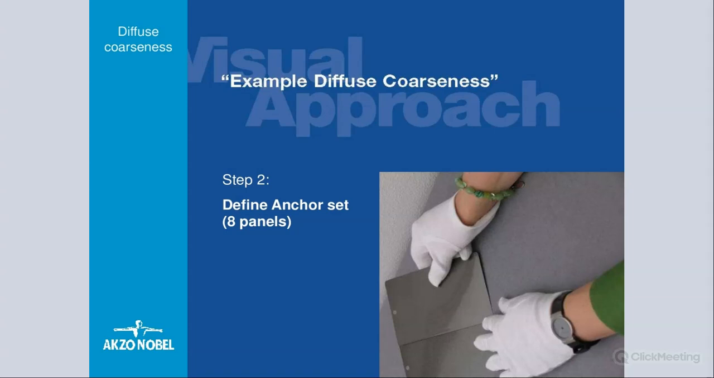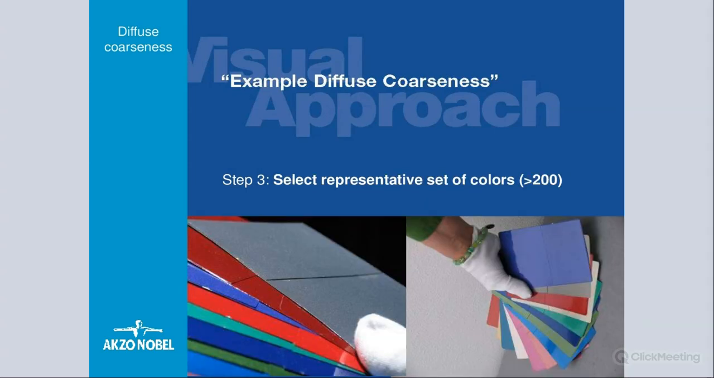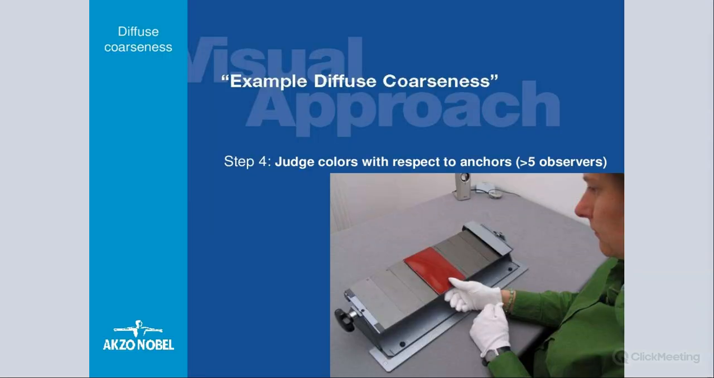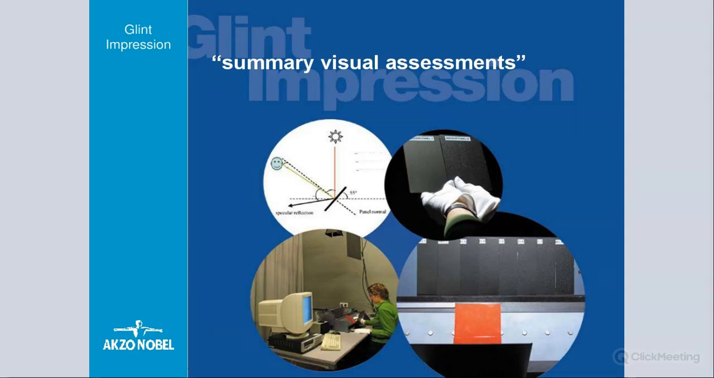So this is the anchor panel set that I was talking about that's on that rotating holder. And there are 8 anchor panels. We use a lot of different colors because depending on the color, sometimes you can see more or less coarseness or more or less sparkle, depending on the color that you're looking at. Then people would use these anchor panels and judge where they thought the sample was for coarseness compared to these anchor panels. And this just kind of shows you what the anchor panels look like.